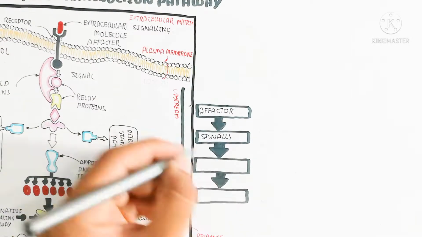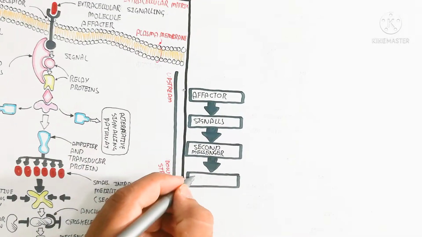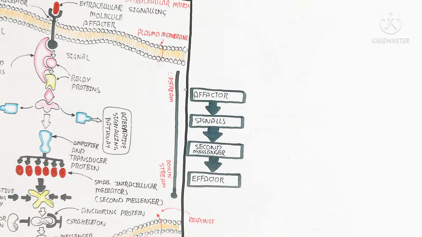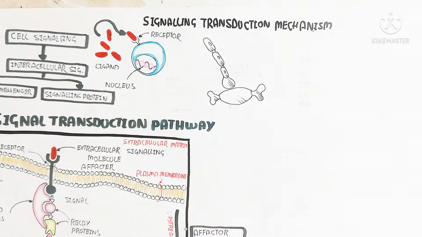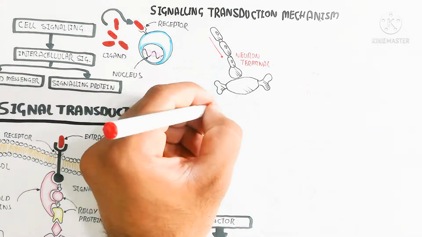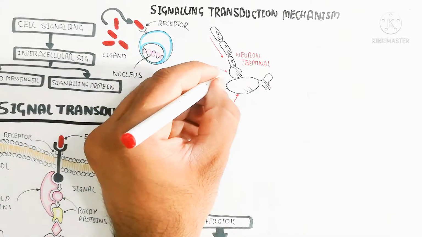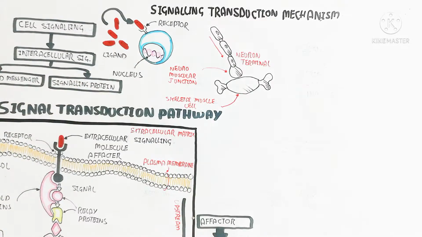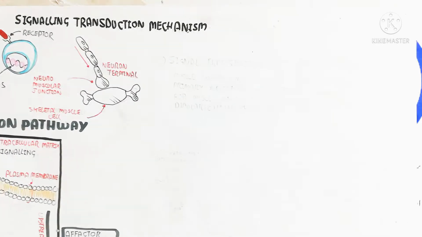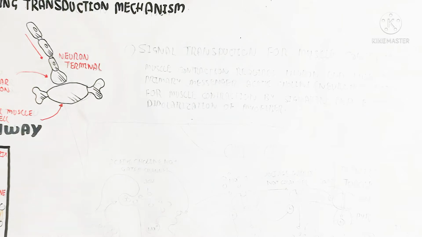Signal to the second messenger activation, for example cyclic AMP, and after the cyclic AMP, the effector. Effector means the response, for example the synthesis of protein with the signaling transduction pathway. So anyhow, here I am exemplifying with a neuromuscular junction. So the motor neuron will form a synaptic gap, the neuromuscular junction with the skeletal muscle cell.